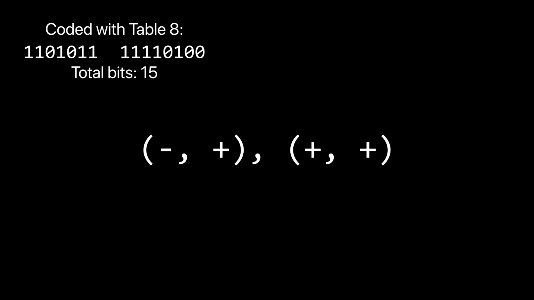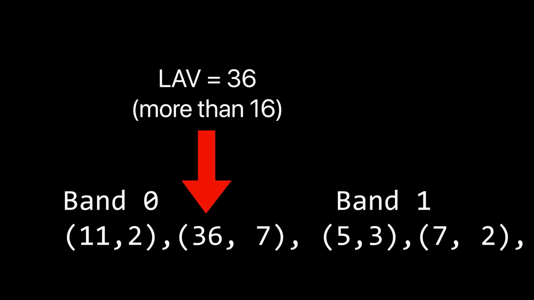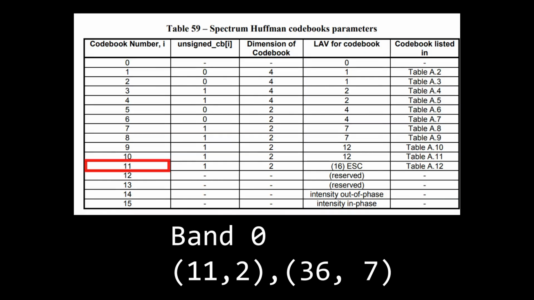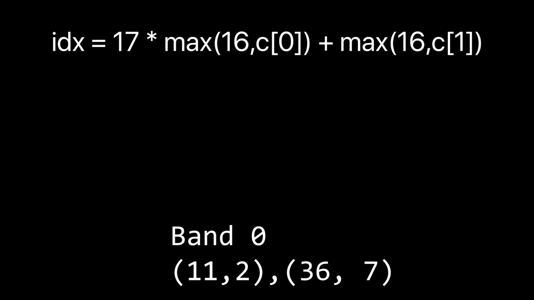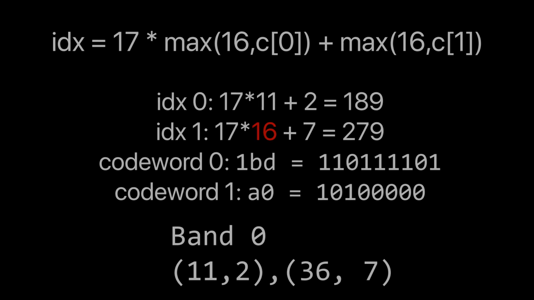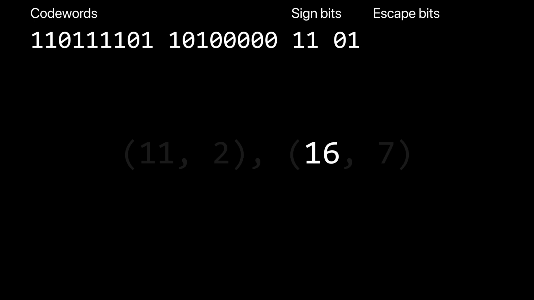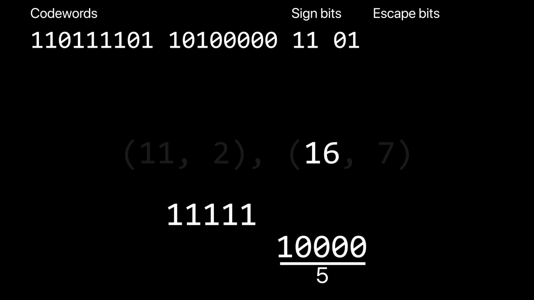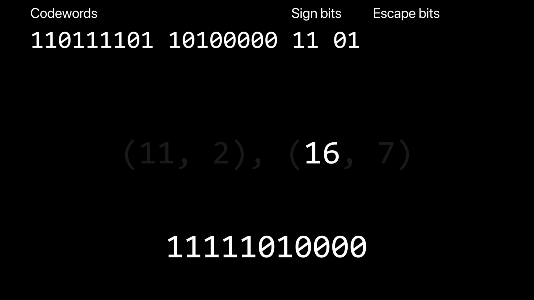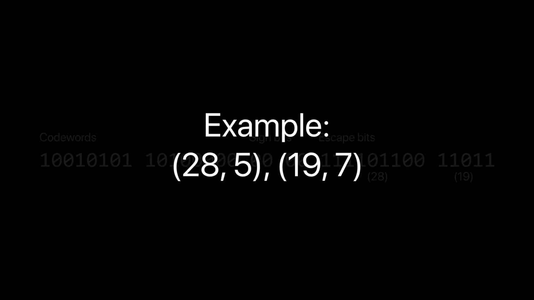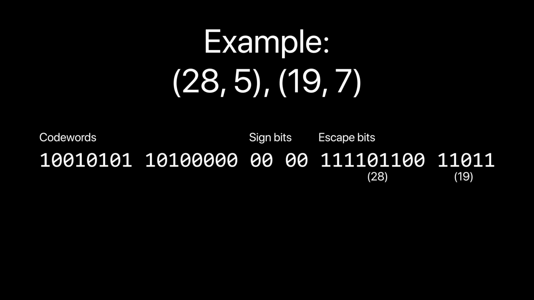Then encode the sign bits. For each coefficient, encode a 0 if it's positive, and a 1 if it's negative, and nothing if it's 0. If our band has a LAV more than 16, we will use codebook 11. We would first encode our coefficients normally, but with values clipped to 16. Then, after the sign bits, we will encode escape bits. To do this, subtract 16 from the absolute coefficient, then encode this as an unsigned integer. Then, count the number of bits you used, and write that many ones before. Finally, add a 0 to the ones. If your band had more coefficients over 16, simply write their escape bits in order.